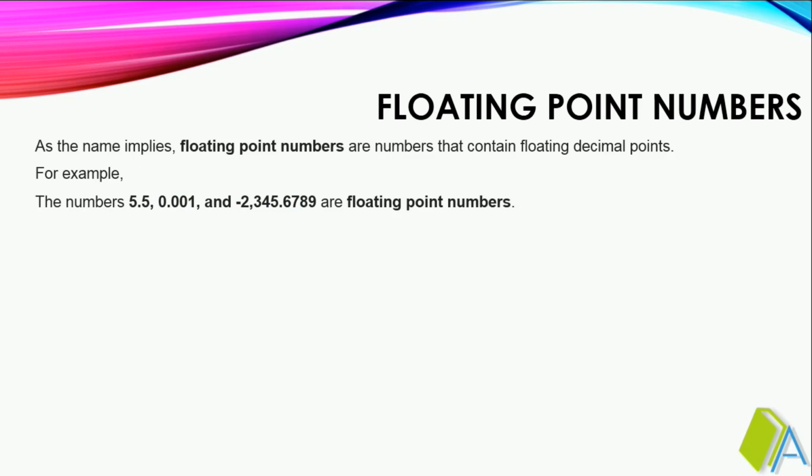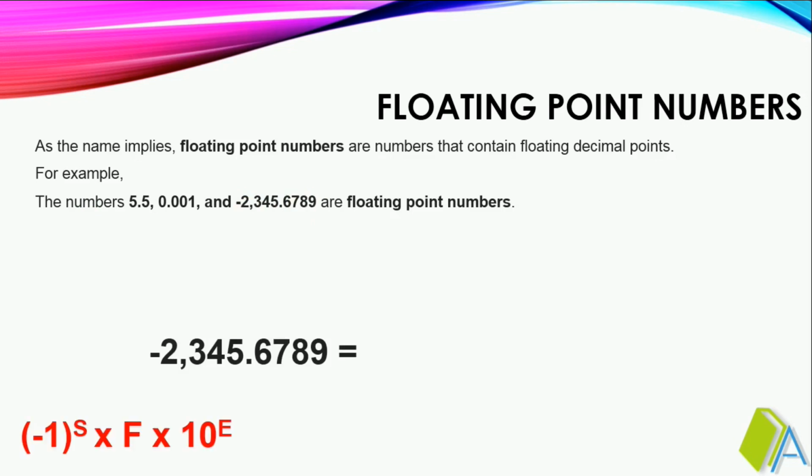Now we have to see how to represent the number in a standard floating point format. If you consider this particular example, this number has to be represented in the standard floating point format. S is the sign bit, f is the fraction, 10 is the base value for the decimal number. So this is a decimal number, so base value is 10. E is my exponent. So this particular number can be represented in the standard format like this. 10 power 0 is actually 1, right?